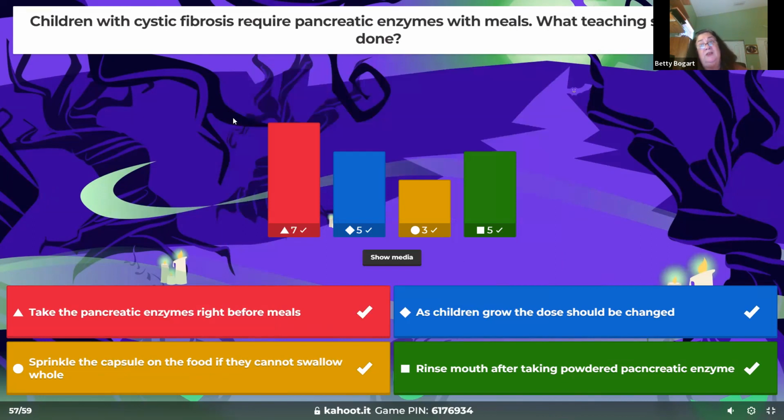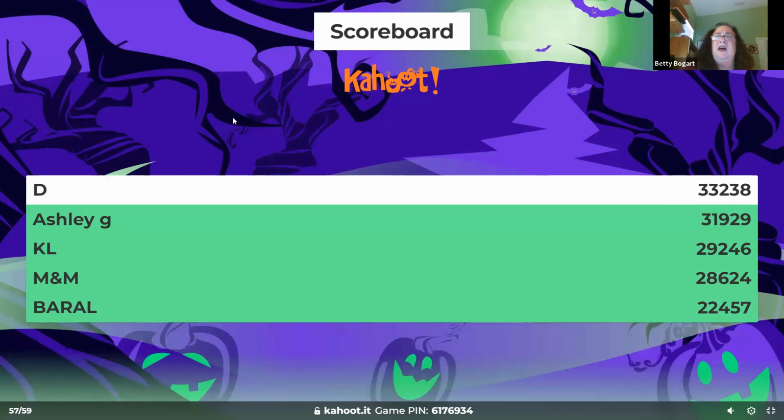Children grow, so their doses need to increase as they grow. And sometimes there's this powdered stuff that's used. We just have to make sure their mouth is rinsed when they're done, because it can hurt the tooth enamel.